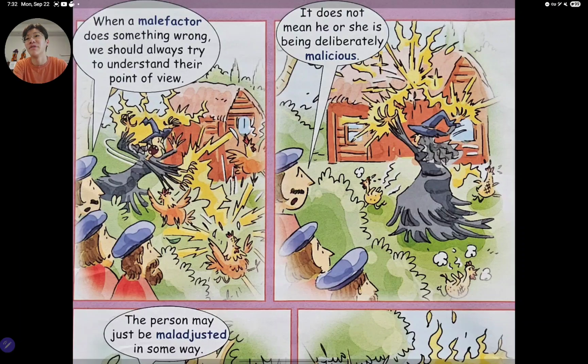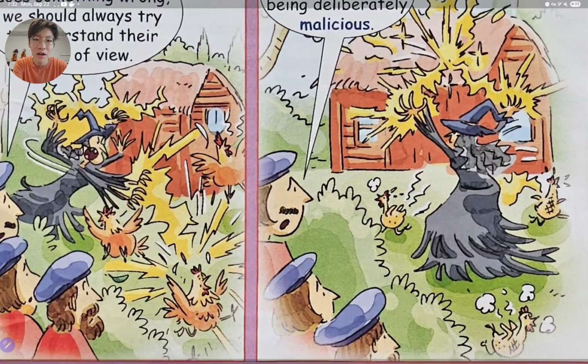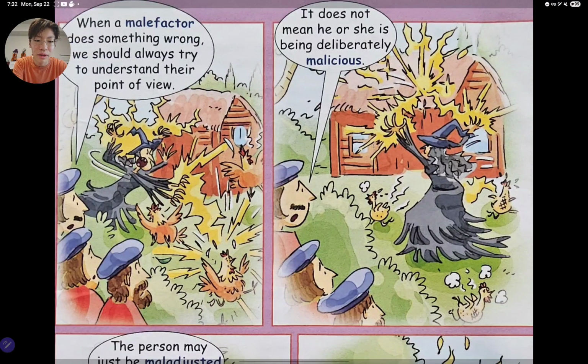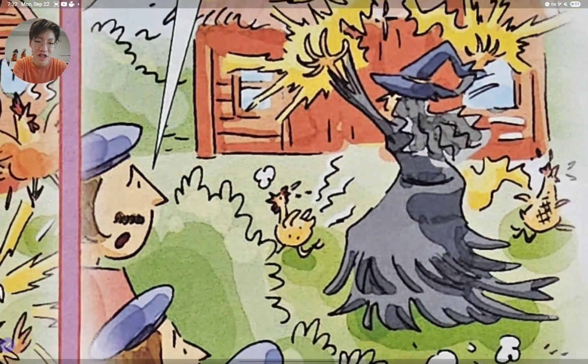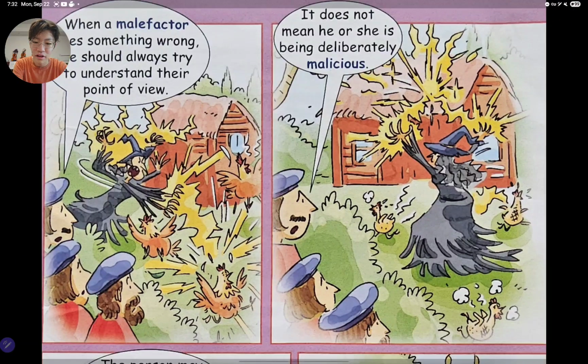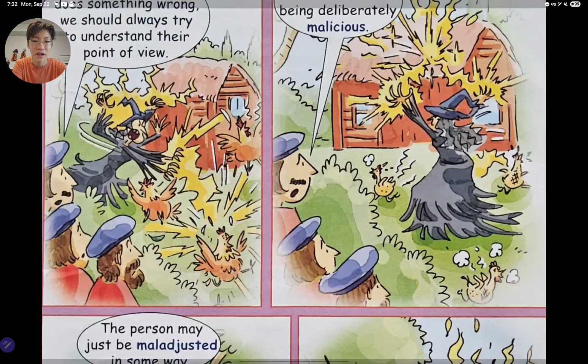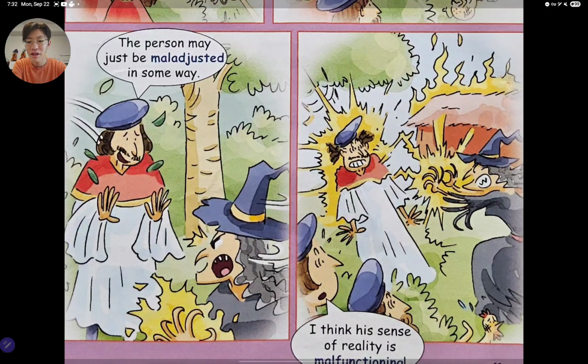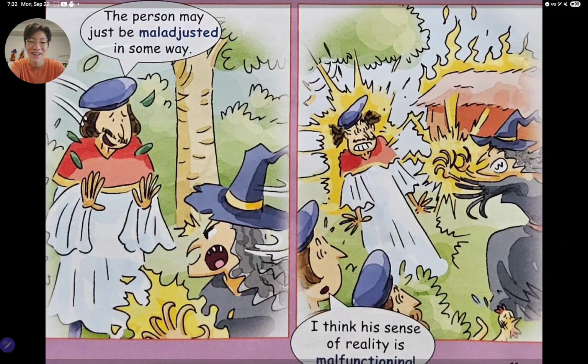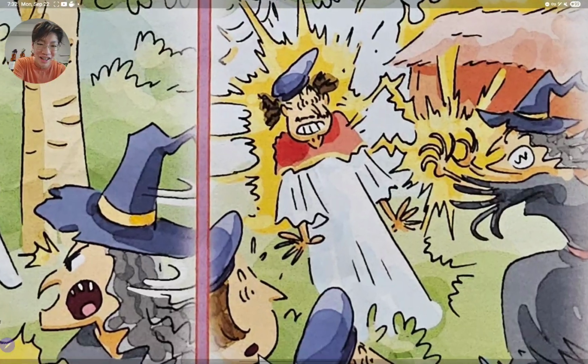When a malefactor does something wrong, we should always try to understand their point of view. Why is she attacking chickens is my question. What did they do to her? It does not mean he or she is being deliberately malicious. What do you mean he or she? It's obviously she. Now that their feathers are all gone, why is she attacking the barn? The person may just be maladjusted in some way. I think it says the reality is malfunctioning.